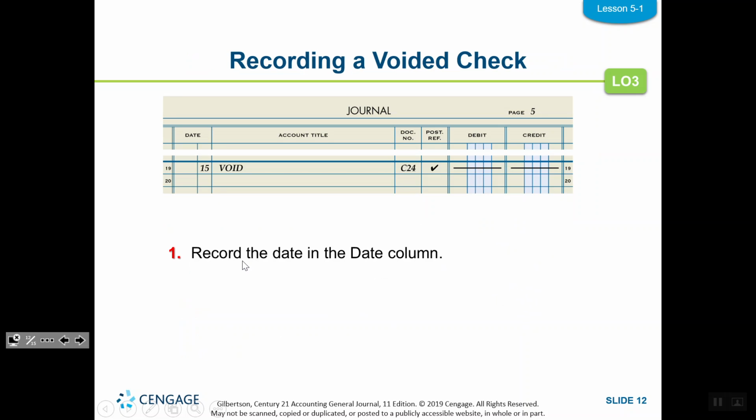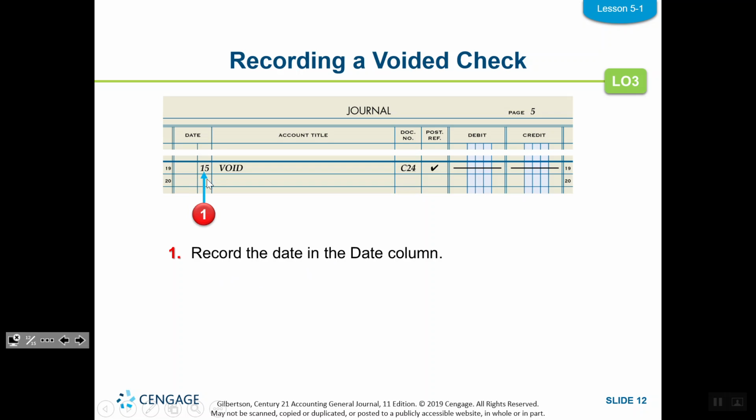All right, now, sometimes we've got to void a check. We wrote the wrong amount. We did something wrong on the check. We have to cancel it. We still need to record that in our journals, okay? Just so we don't lose track of what check number we're on and what happened to that check.